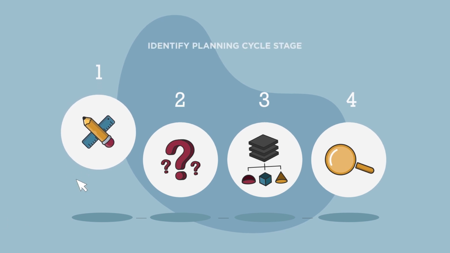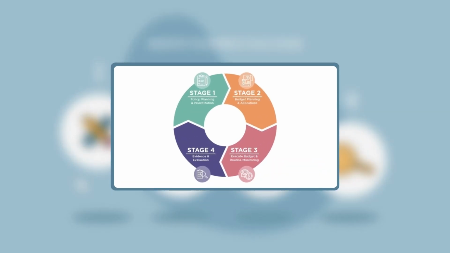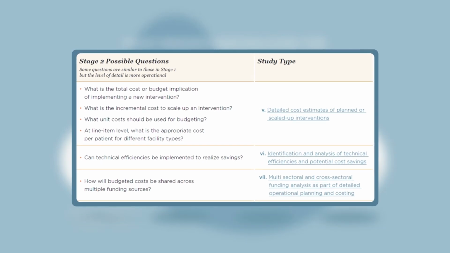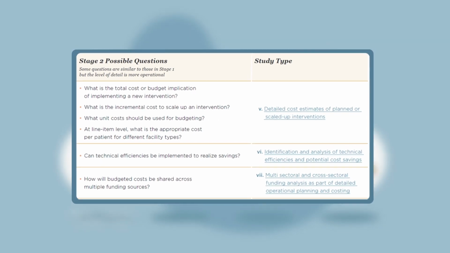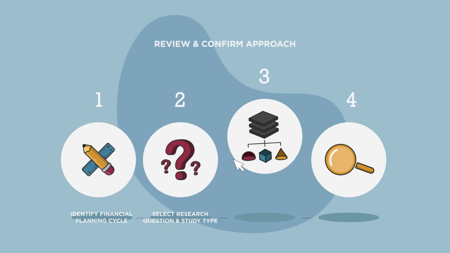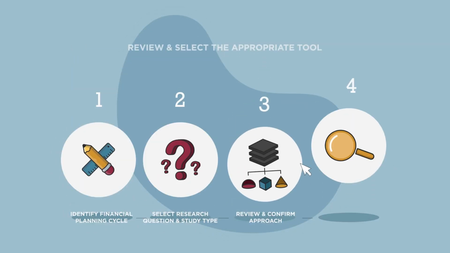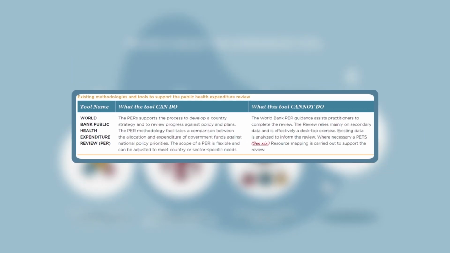In step 1, you identify where you are on the financial planning cycle and what your decision-making and information needs are. Here you will clarify exactly what information you are hoping to obtain from the research and its intended use. In step 2, you are guided to select the most appropriate research questions and the related study type. Step 3 assists you to review and confirm whether the study approach for the selected study type is appropriate and will help address your information needs. Lastly, step 4 guides you to review and select the appropriate tool to use.